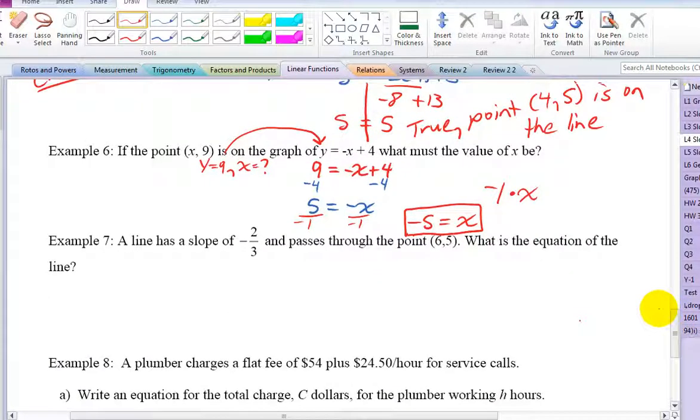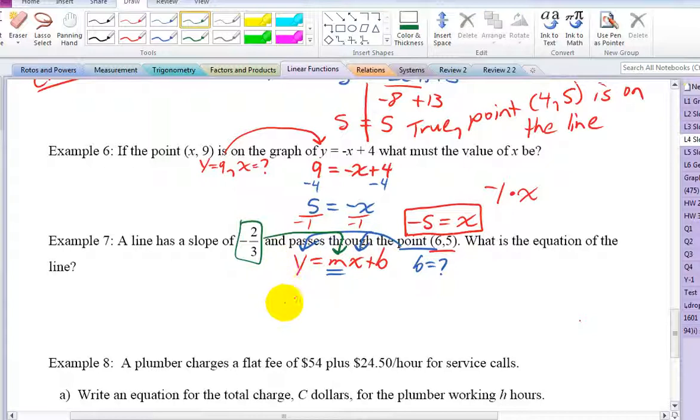Okay, next one. Here's your slope. It passes through this point. What's the equation? So what we have is y equals mx plus b. We know what m is, but we don't know what b equals. If we knew, we'd have our equation right away. So what we have to do is find it. And luckily for us, they gave us a point that we can use for x and y. And since we know the slope, we're set.